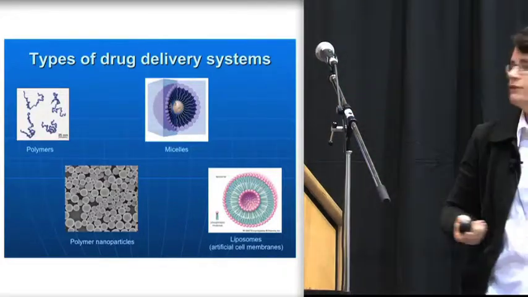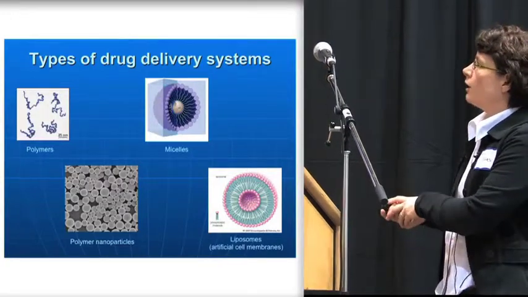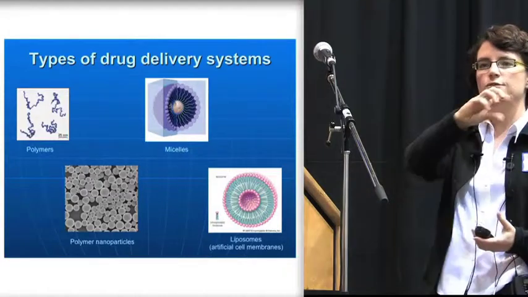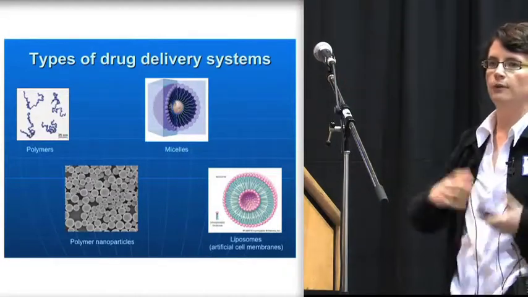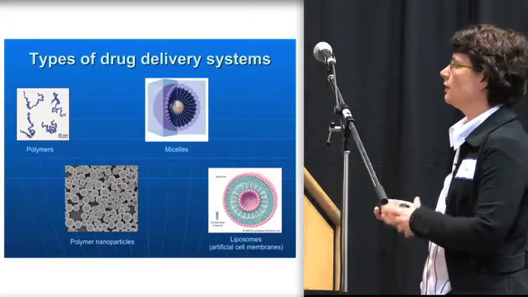So what kind of drug delivery systems can we use? Well, there are many examples. We can use polymers, which, for those of you who aren't familiar with polymers, is basically many small molecules strung together to form a long chain, and we can attach our drug molecules to these sorts of polymers.